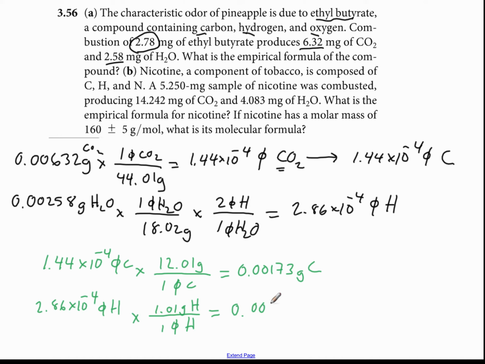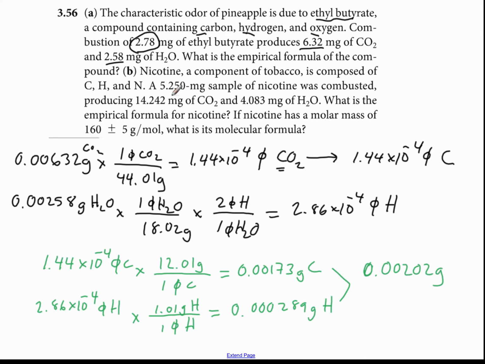This problem's kind of difficult just because it's milligrams, but it's not that bad. Grams of H. All right, so check this out. If I add these two up, the carbon and the hydrogen, what I end up with is 0.00202 grams. That's the mass of those total.